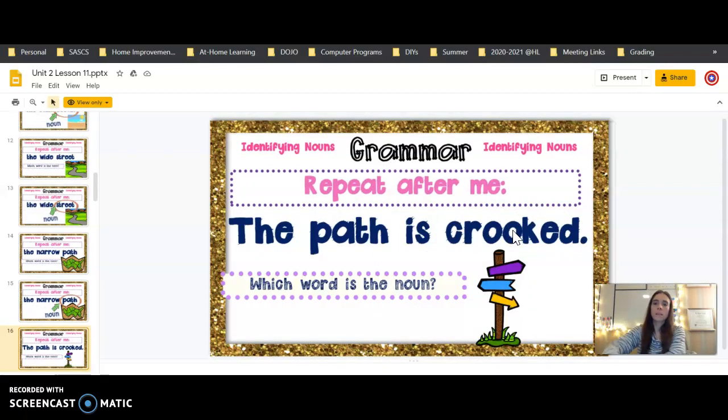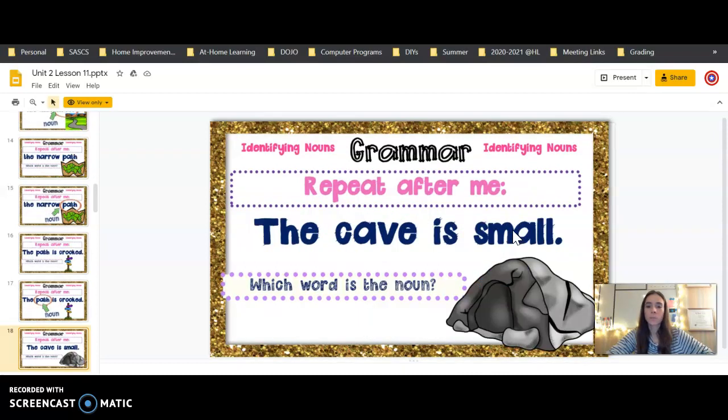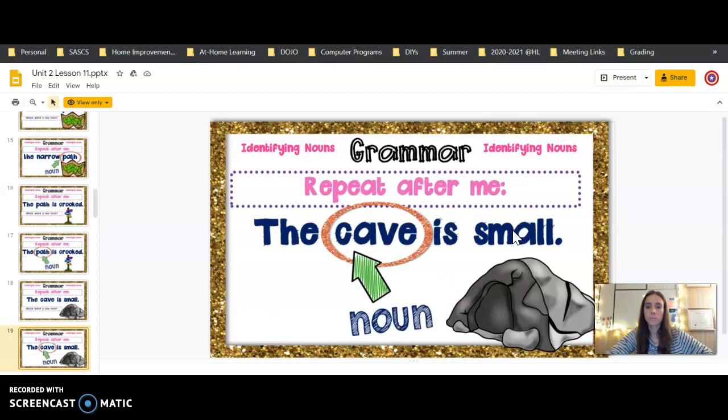Let's move on. Repeat after me. The path is crooked. What is the noun? Path also is a thing. Good. Repeat after me. The cave is small. What is the noun? Cave is a thing and a place.